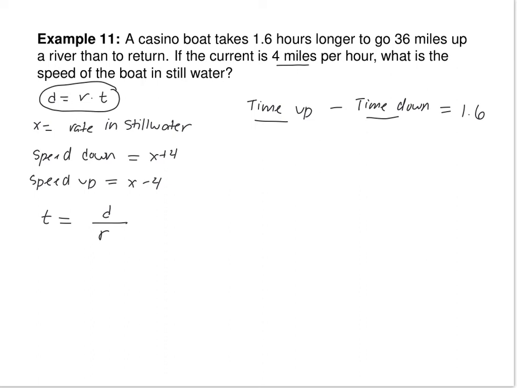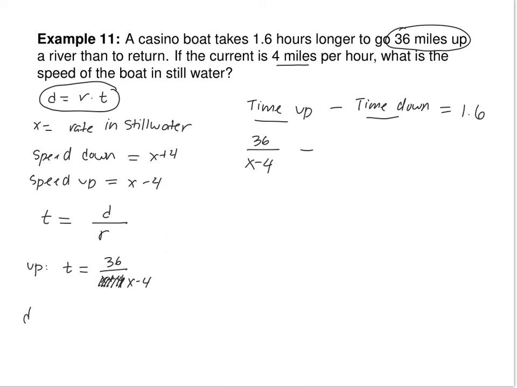So in that case, for going up, does it make sense that time is 36 over x plus 4? Because it goes 36 miles, right? Both ways. Okay, so 36, did I do that wrong? That should be x minus 4. Yes, I did. I'm so sorry. Yes, this should be x minus 4. Going upstream is going against the current, yep.